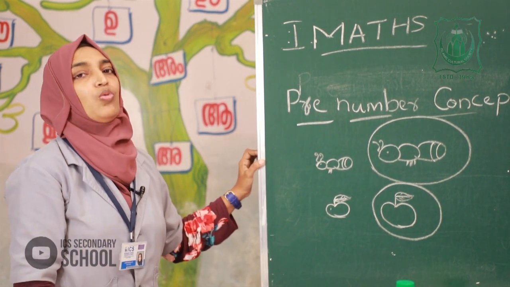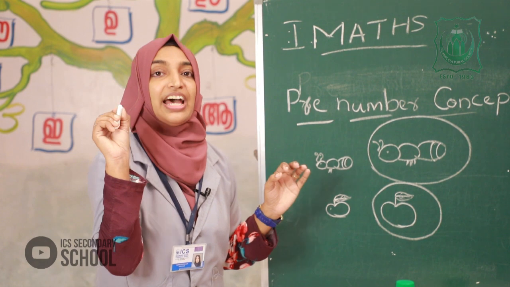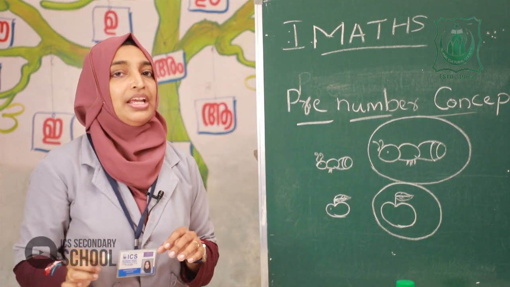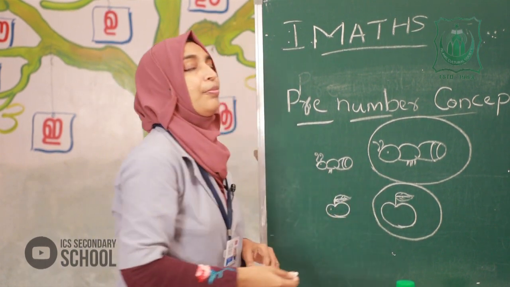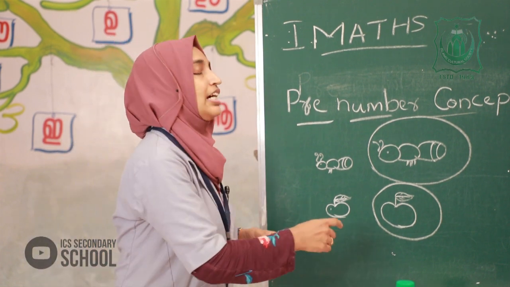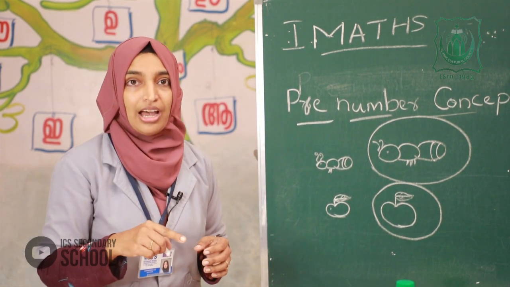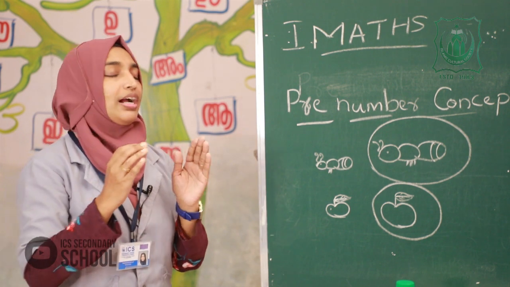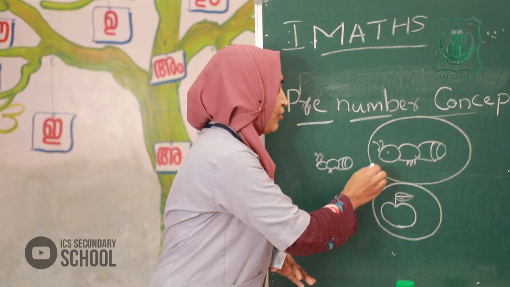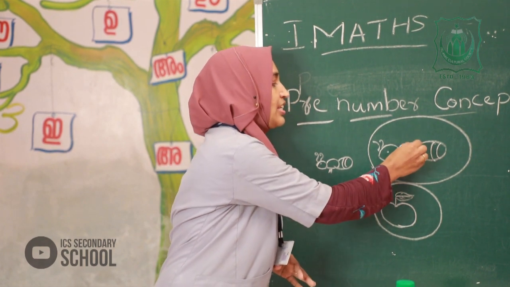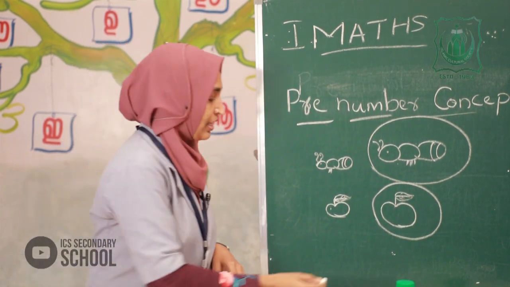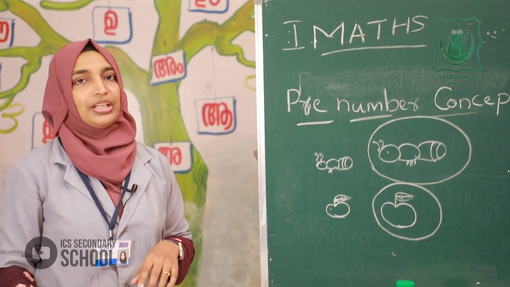Take your notebook and write the heading, circle the big one, and draw many more objects. You can draw as many objects as you can, and circle the big one. When we are comparing these two ants, this is the big one, and when we are comparing these two apples, which one is big? This is big. You got the idea?